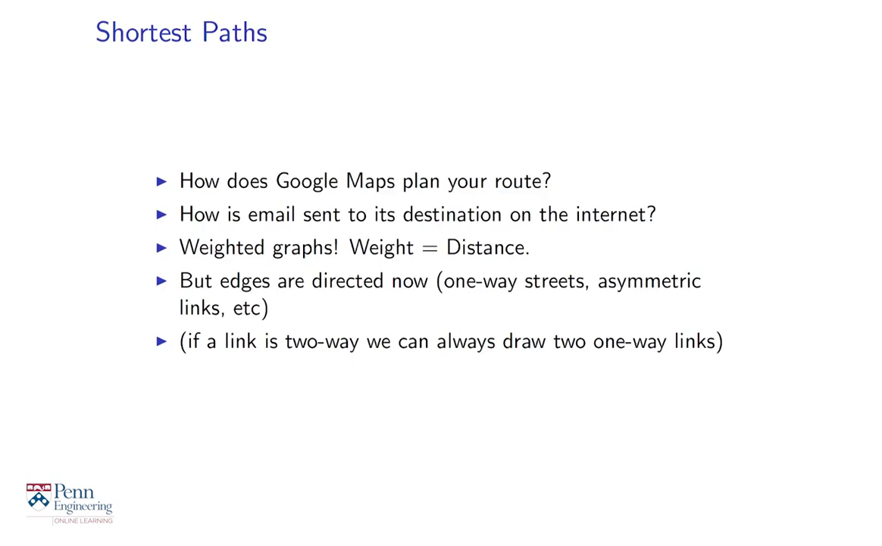Why? Because you might have one-way streets in a city, you might have upload and download times that are very different on internet links and so on. So it's good to treat traffic flowing one way differently from traffic flowing the other way. And if you really want a link to be two ways, you can put two directed edges pointing in opposite directions to represent that two-way link as well. So using a directed graph is without loss of generality.